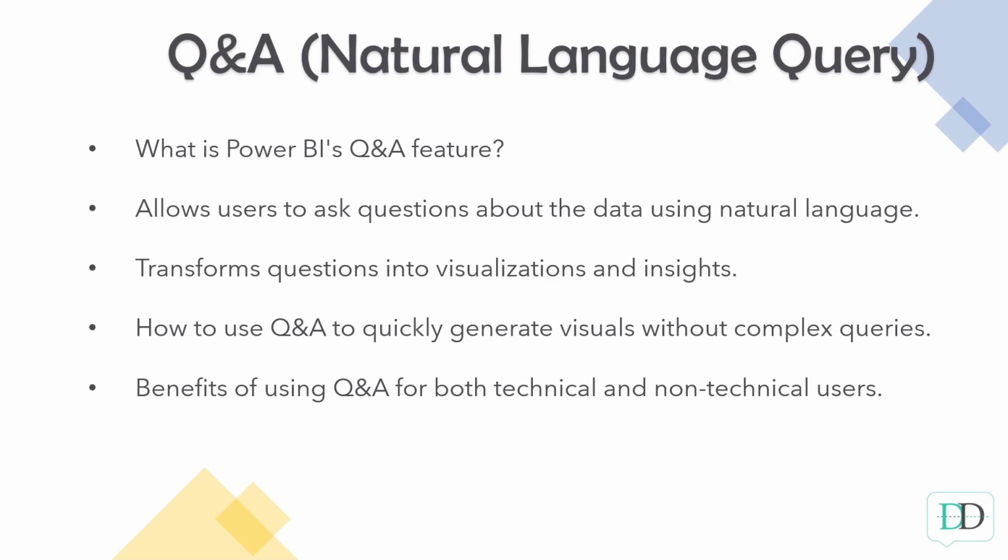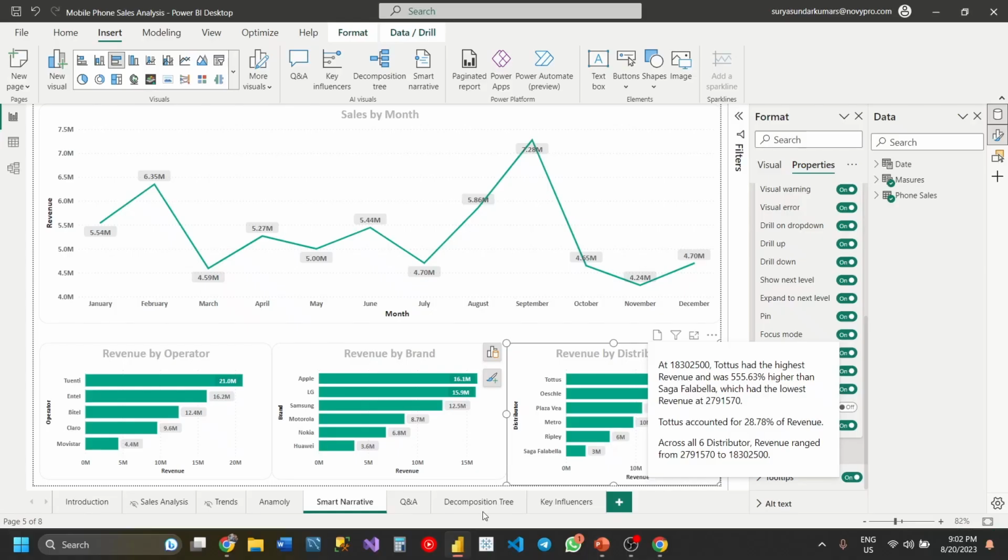With these small prompts, you can question the particular visual, and it will answer you in the form of several visuals, like in the form of matrix visual or pie chart or whatever chart you like. You can get those visuals. And it transforms questions into visualizations and insights. And I had told that. How to use Q&A to quickly generate visuals without complex queries, and what are the benefits, I will show you here in the Power BI.